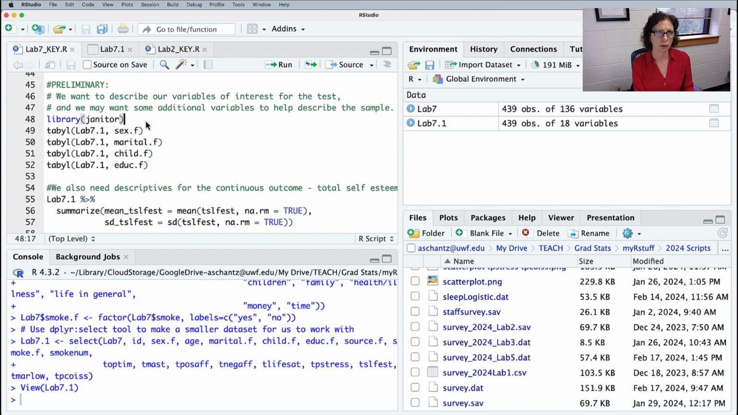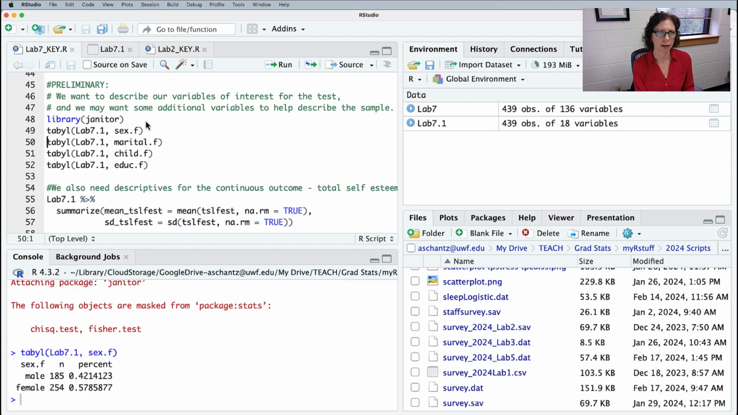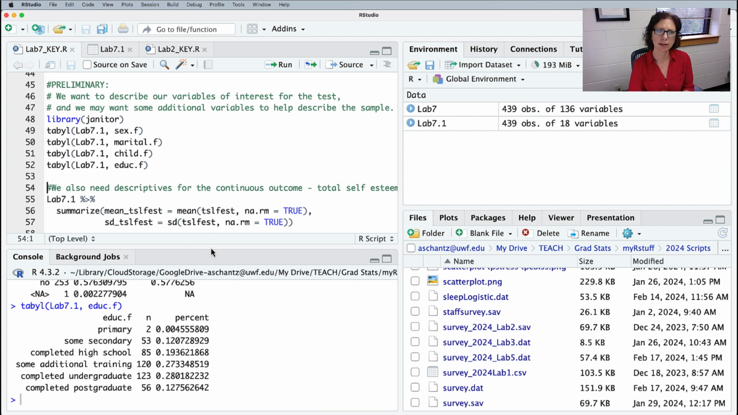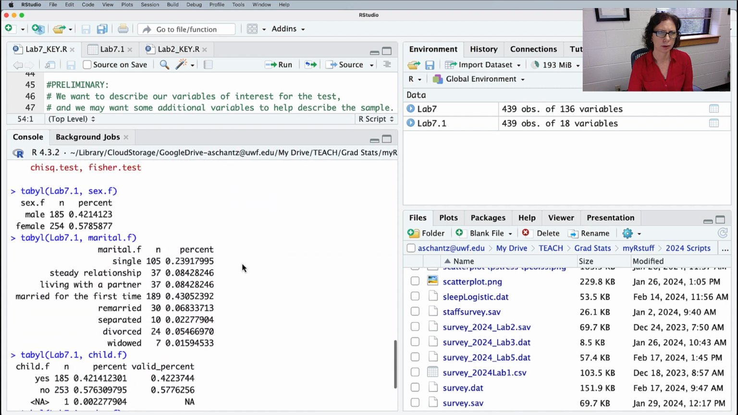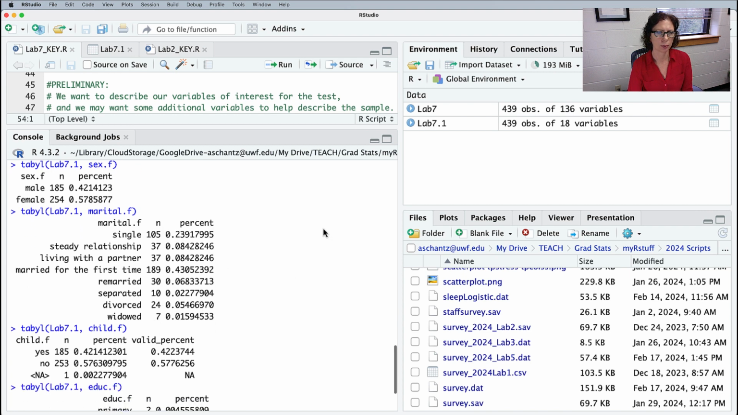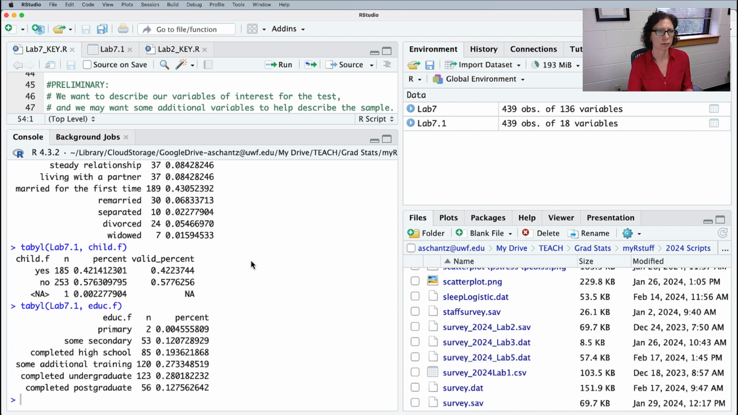So I'll load up janitor because it seemed to have a really good table for summarizing these frequencies of the categorical variables. And we'll take a look at sex, marital, child, and education. And this is stuff we did in Lab 2. So we have how many in each level, the percent of the whole, and we typically use valid percent if we have some missing values, unless our question is relevant to the missing cases. So, cool.